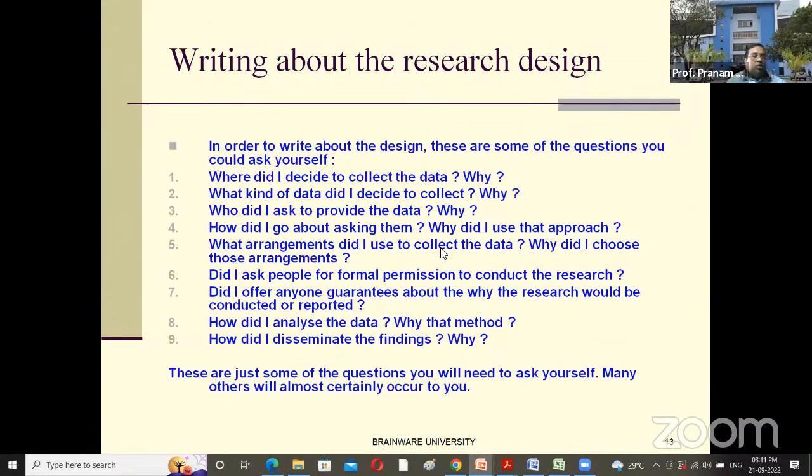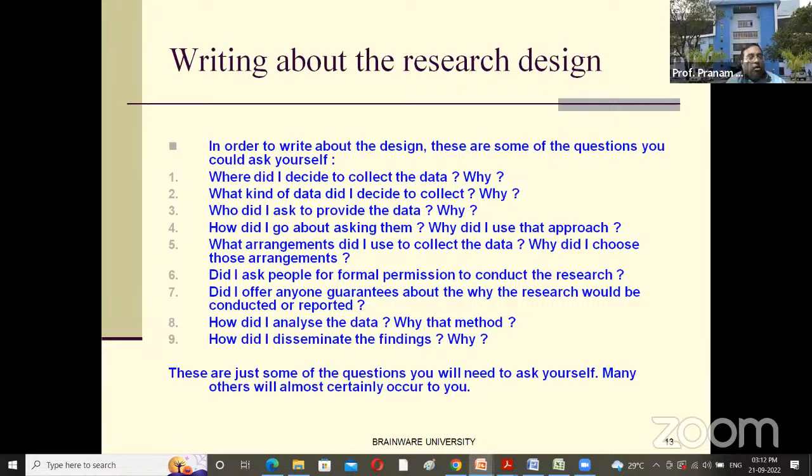Now I have talked about lots of research design. You may ask why you have written this, why not the others, but yes, I have written this. You have to ask these questions to yourself as a researcher while drawing the research design.